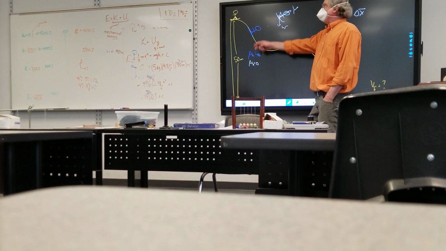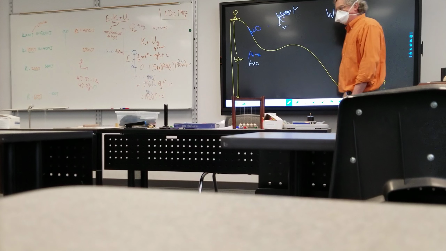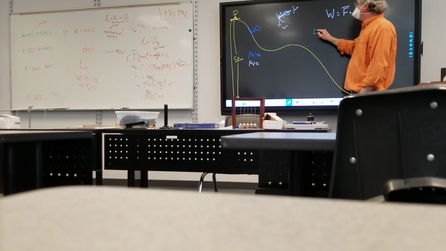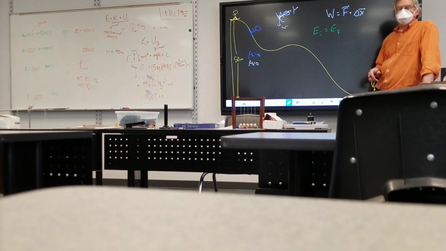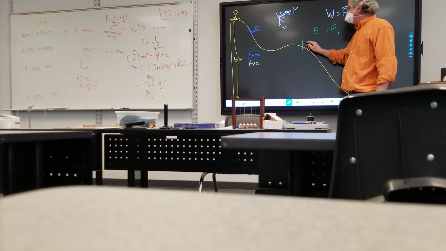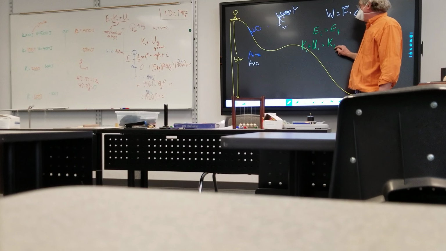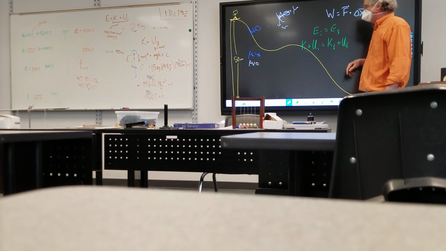So if I know the energy here, I know the energy here. So my initial energy is equal to my final energy. Well, I have two types here. I assume he's not bursting into flames. So I just have my kinetic initial plus my potential initial is equal to my kinetic final plus my potential final.